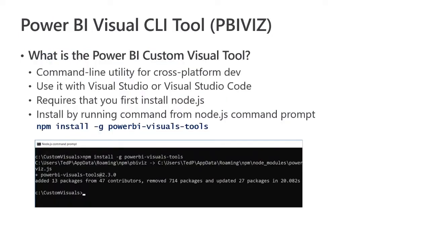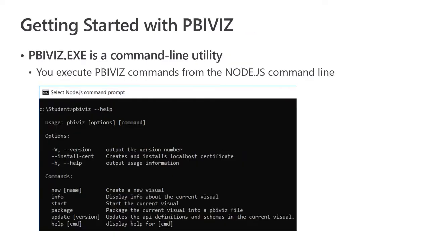Now, first of all, I installed the developer tools, PBIVIZ. You can say PBIVIZ --help to get help on what the commands are, but basically new is to create a new project. There's info to get info on an existing project. There's start to start the debugging. We're going to take a long look at that. And there's package. And then there's the update command if you want to update to a later version of the underlying API.